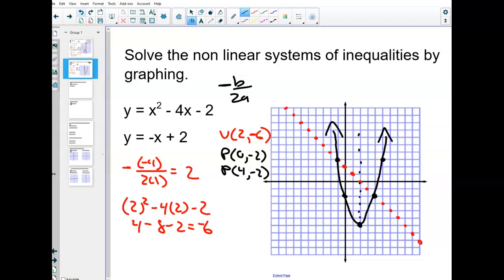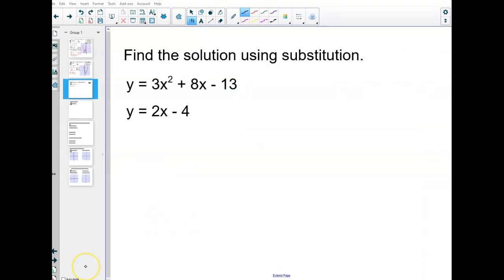Now you notice, could I have plugged in 1 and 3 to get an extra point? Sure, it's unnecessary. All right, I'm just trying to find these points of intersection right here. So my answers become negative 1, 3, and it looks like 4, negative 2. And those are my answers. So obviously the 2x minus 4 is going to go in for my y.